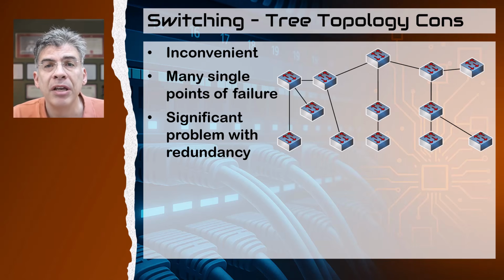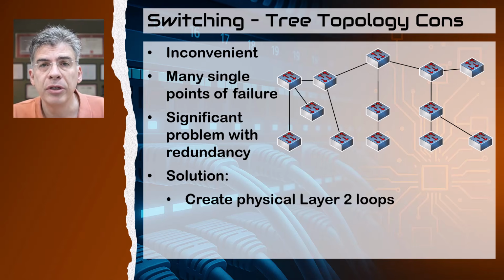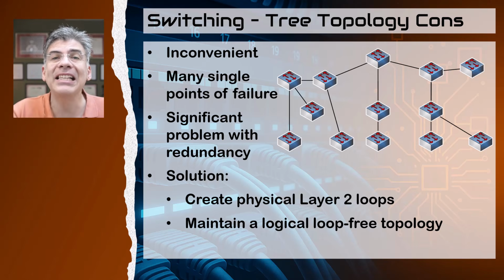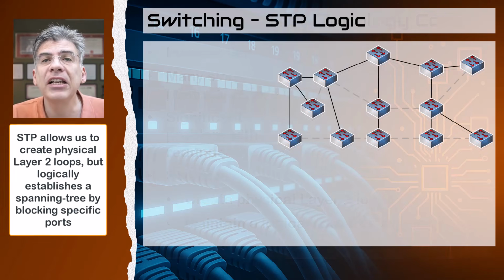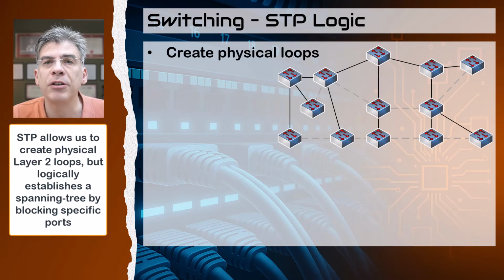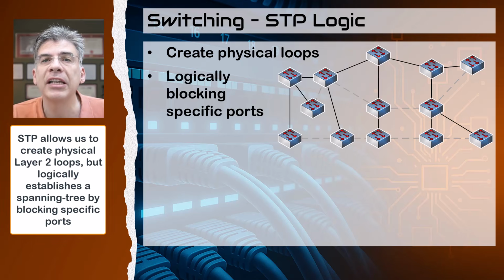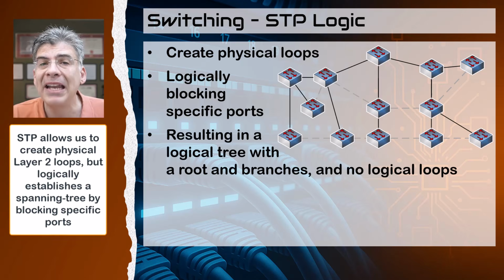The solution to this is to physically create layer 2 loops, ensuring redundancy and eliminating single points of failure in the network infrastructure, while at the same time logically maintaining a loop-free tree structure. And that's exactly what Spanning Tree Protocol, or STP, does. It allows us to physically create multiple layer 2 loops in our topology to resolve the redundancy issue, while dynamically and logically blocking specific ports on the topology to ensure that you maintain the logical spanning tree structure.